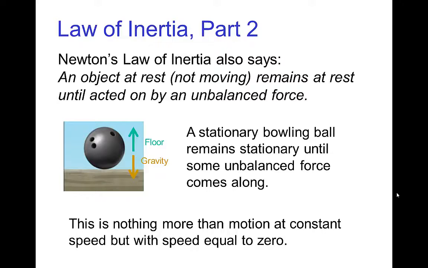Now, if you think about it, this is really just a special case of what we saw in part 1, because this is just uniform motion when the speed happens to be 0. But it's important enough that it's worth pointing out as a special case that occurs very often.